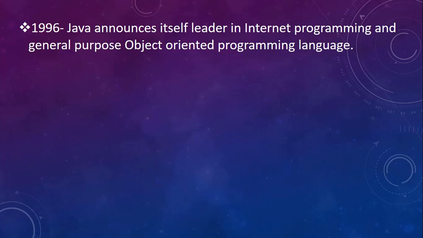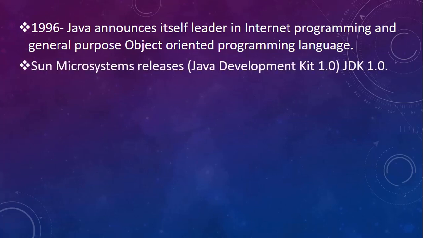Java announced itself as the leader in internet programming and a general purpose object oriented programming language. It is just because there was no other programming language that could hold the hand of Java when it came to internet programming. Also, Java became so popular that they came up with a flavor of general purpose object oriented programming language to design desktop applications. Sun Microsystems released Java Development Kit 1.0, called JDK 1.0, in the same year.